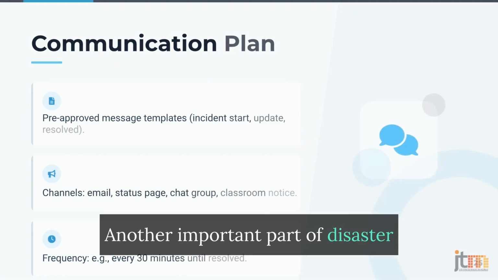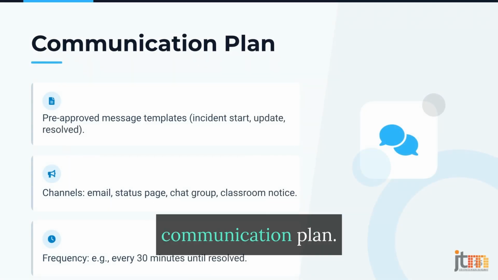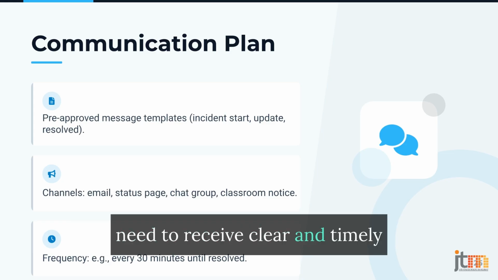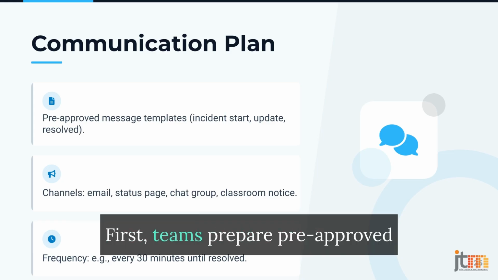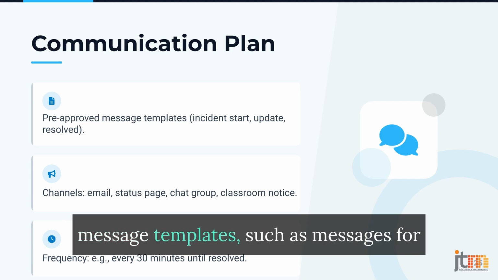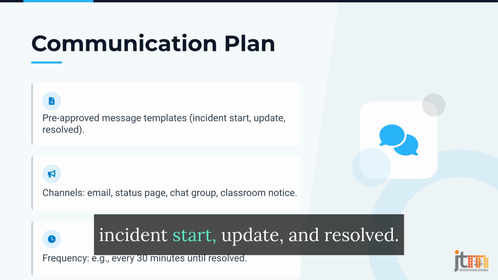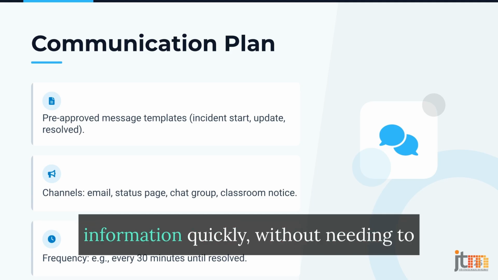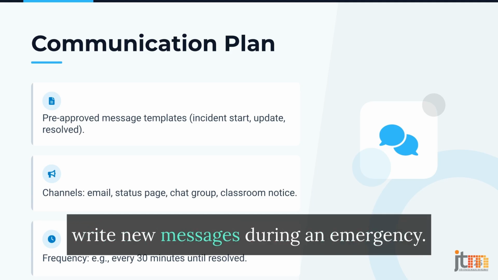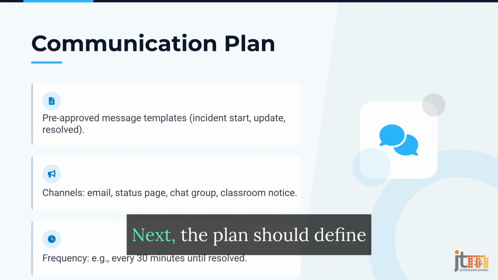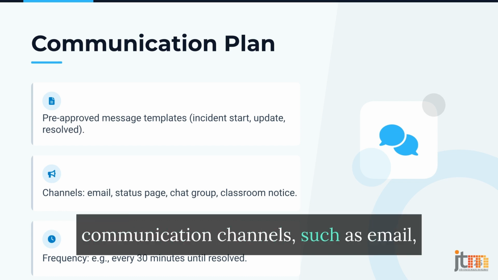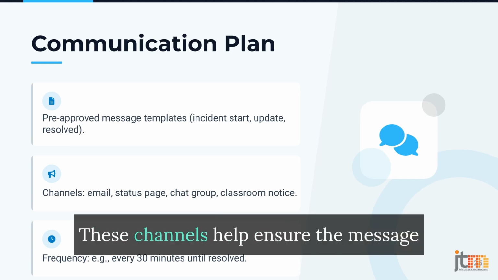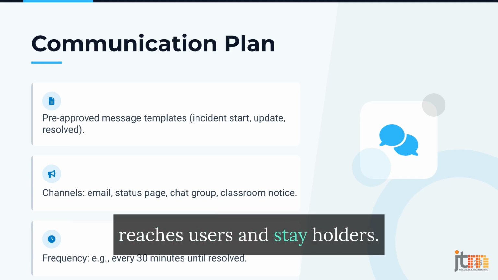Another important part of disaster protection is having a clear communication plan. When a system problem happens, people need to receive clear and timely information. First, teams prepare pre-approved message templates, such as messages for incident start, update, and resolved. These templates help the team send information quickly without needing to write new messages during an emergency. Next, the plan should define communication channels such as email, status page, chat group, or classroom notice. These channels help ensure the message reaches users and stakeholders.